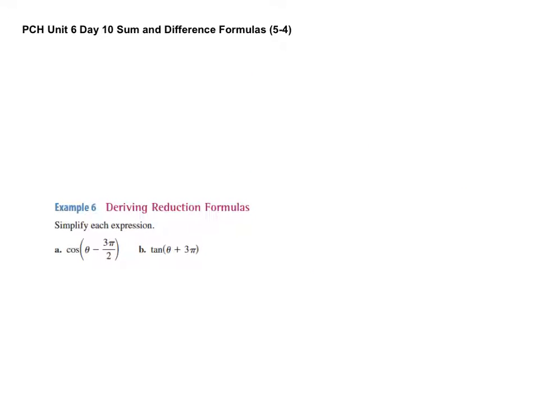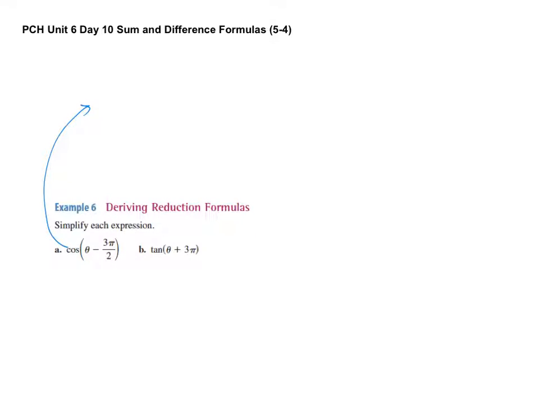Another thing is we have these things that are called reduction formulas. We have a case where we have cosine of theta minus an angle, here it's cosine of theta minus 3 pi over 2, or another case where we have tangent of theta plus 3 pi. By using our formula, we're able to simplify this down into something that's a little bit easier.